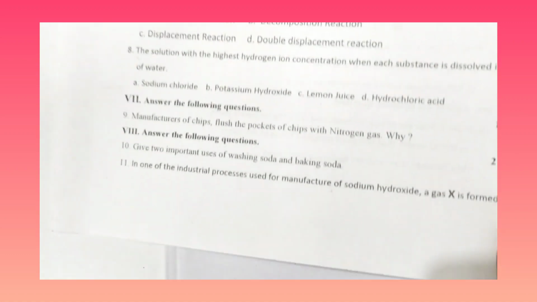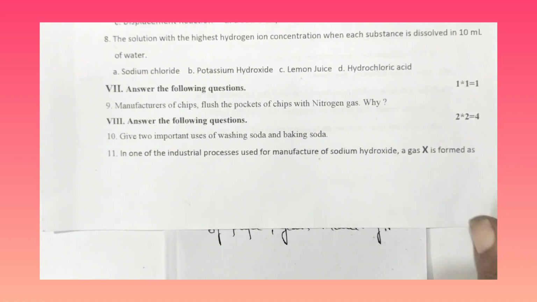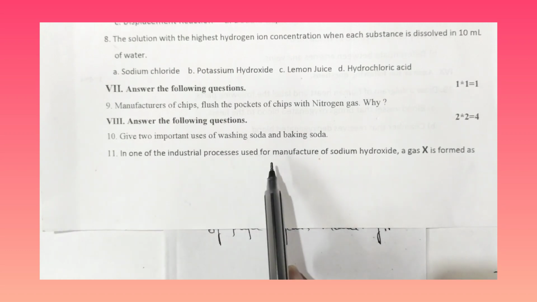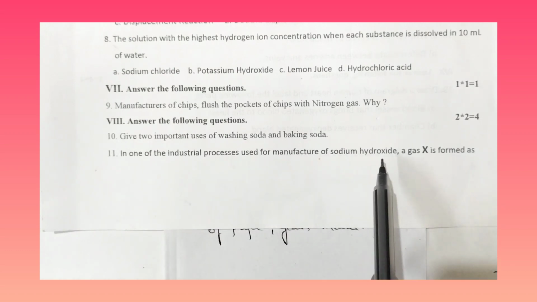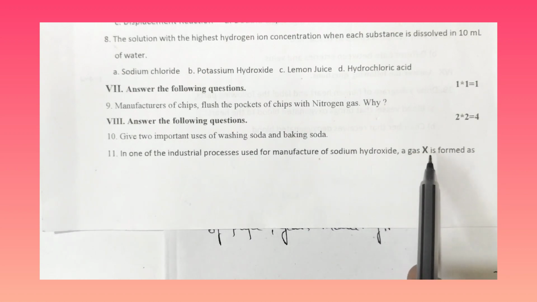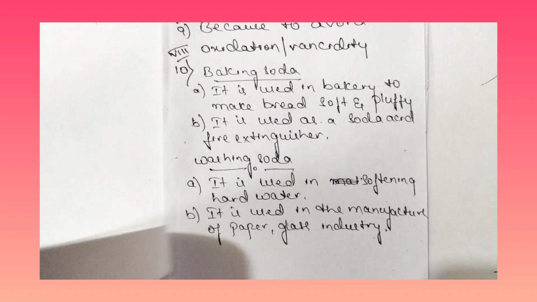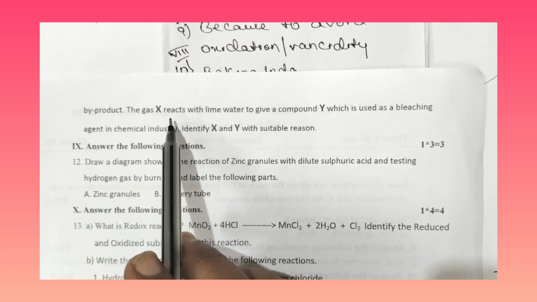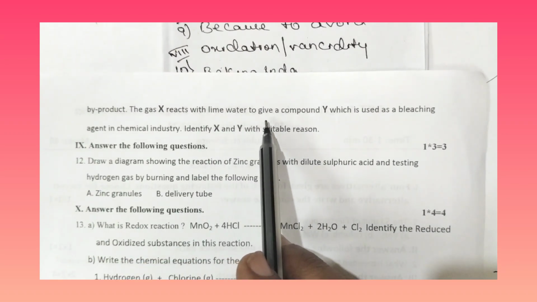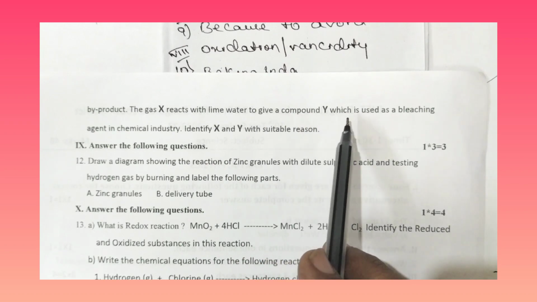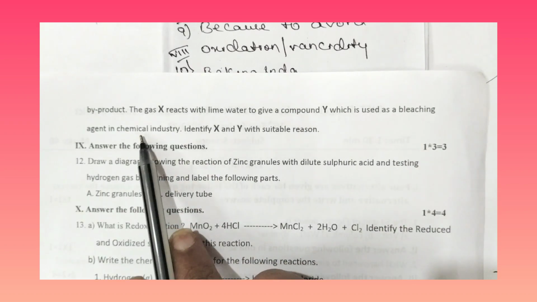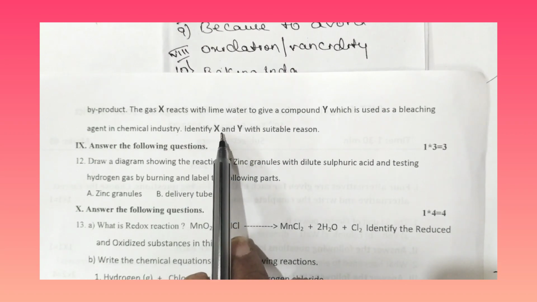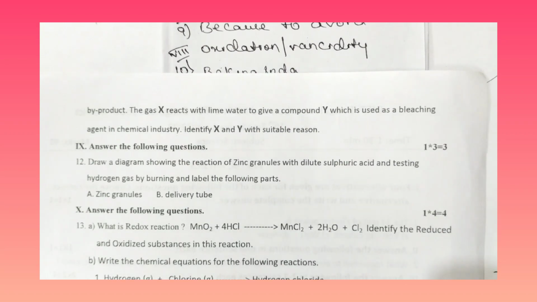So now let us move to the 11th question. The 11th question is like this. In one of the industrial processes used for manufacture of sodium hydroxide, a gas X is formed as a byproduct. The gas X reacts with lime water to give a compound Y, which is used as a bleaching agent in many chemical industries. So we have to identify X and Y with suitable reason.